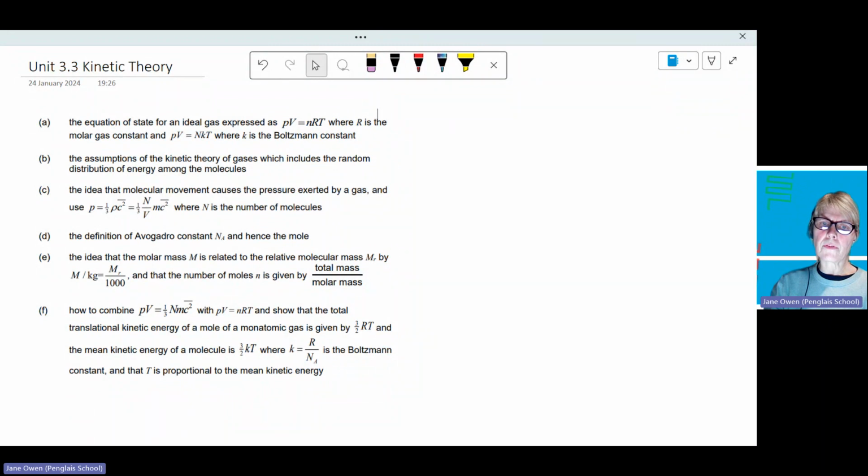We are going to kick off the revision sessions for A2 Physics, and we're going to look at Unit 3.3 Kinetic Theory in this first session.